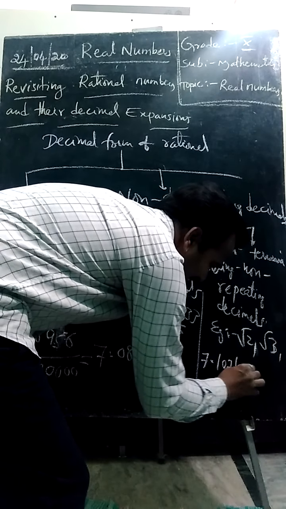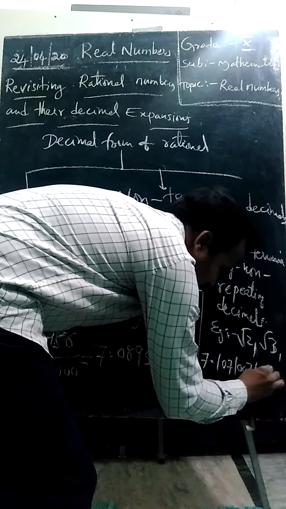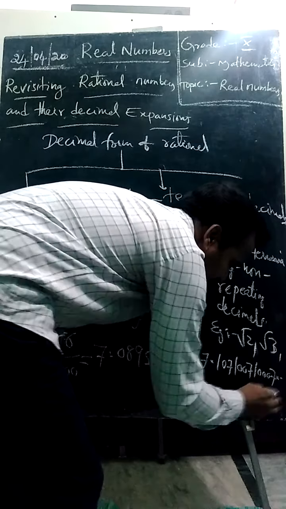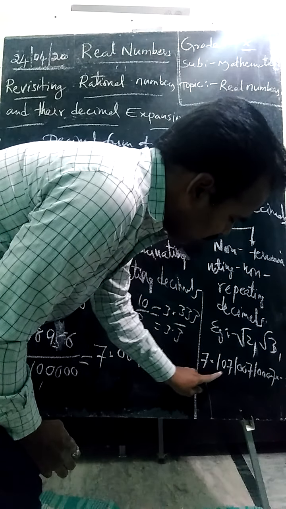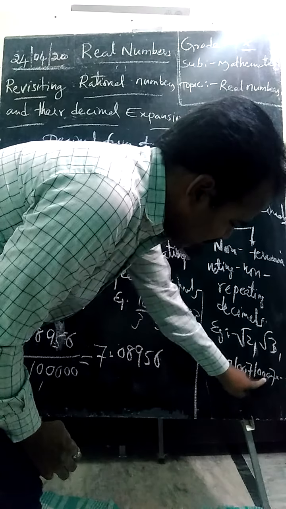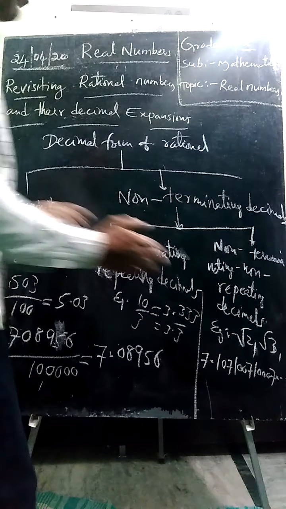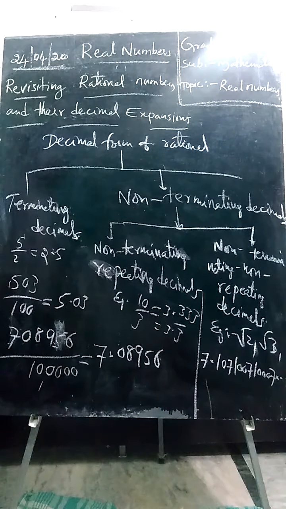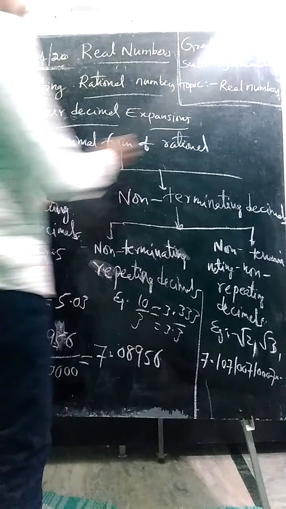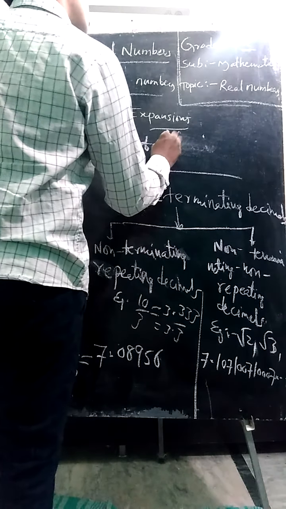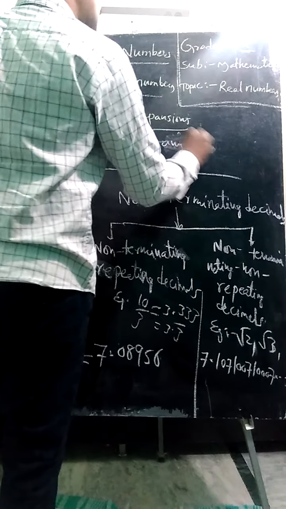7.1007, 1007, and so on. There is no end, and after the decimal point the same part is not repeating. Here 10, 100, 1000, and so on. This type of number is called a non-terminating, non-repeating decimal. Those numbers are called irrational numbers. So we can write the decimal form of any real number.